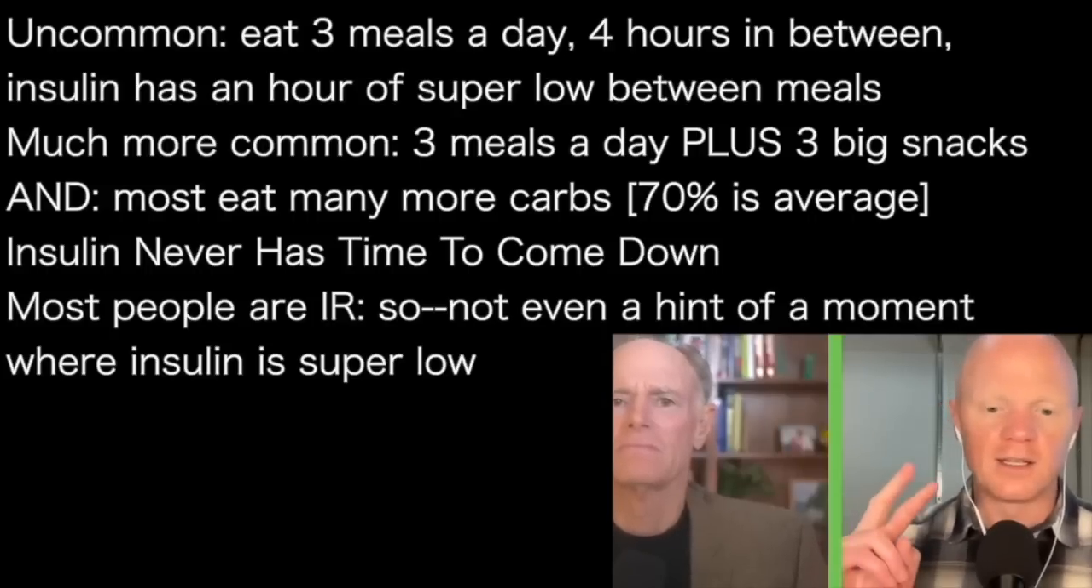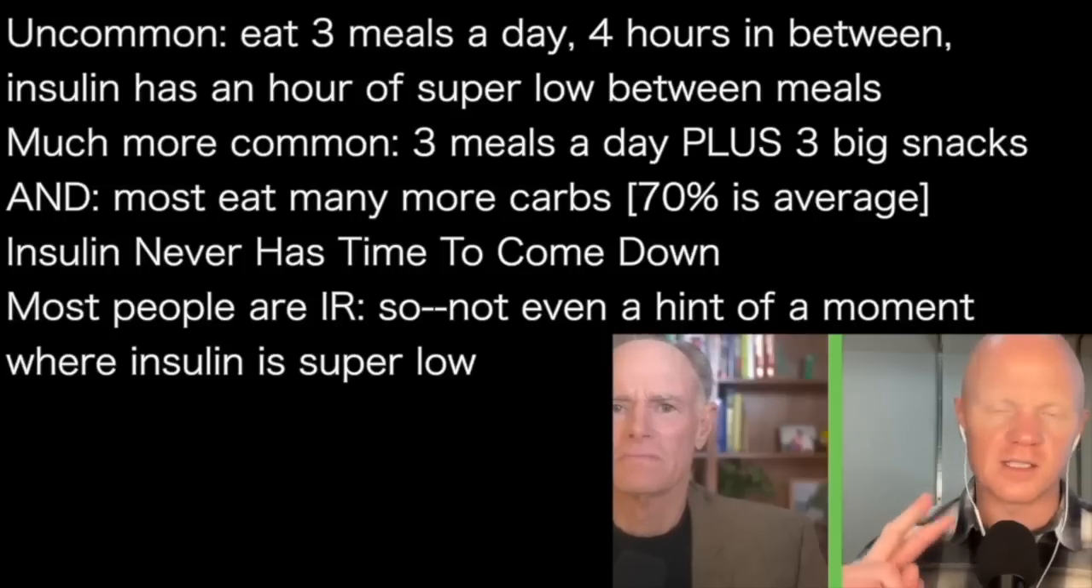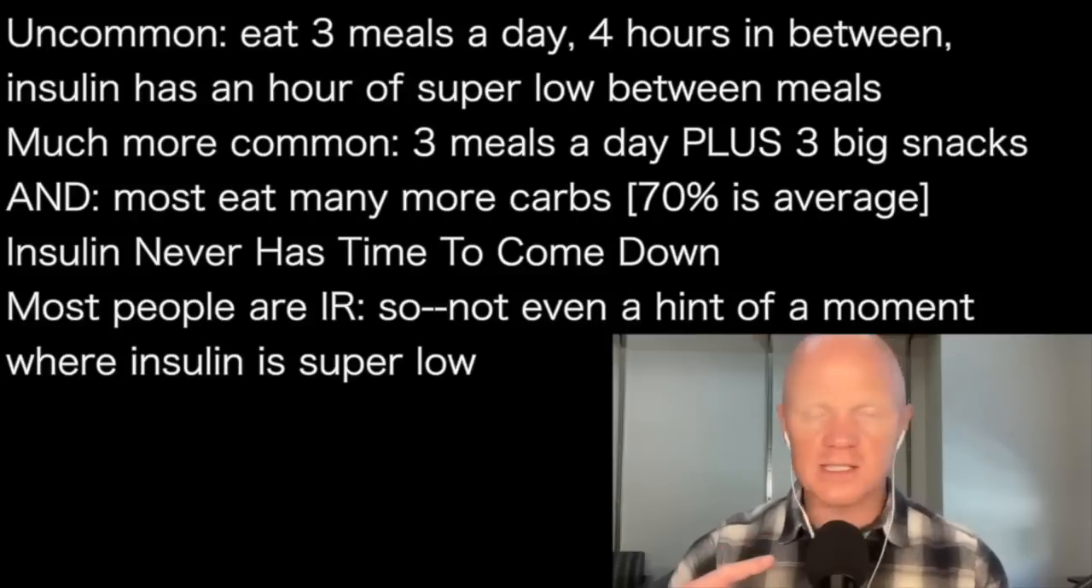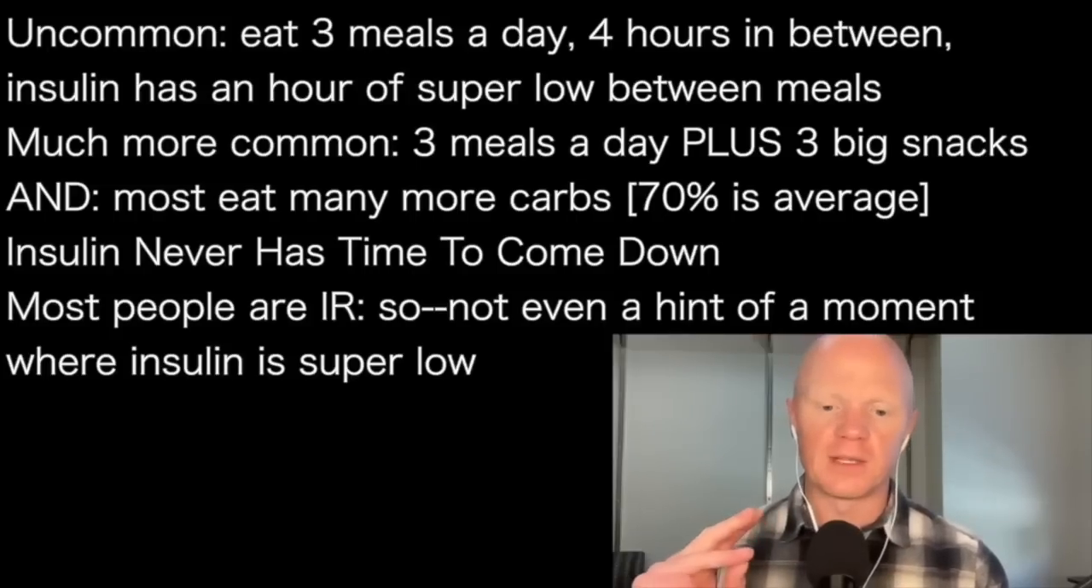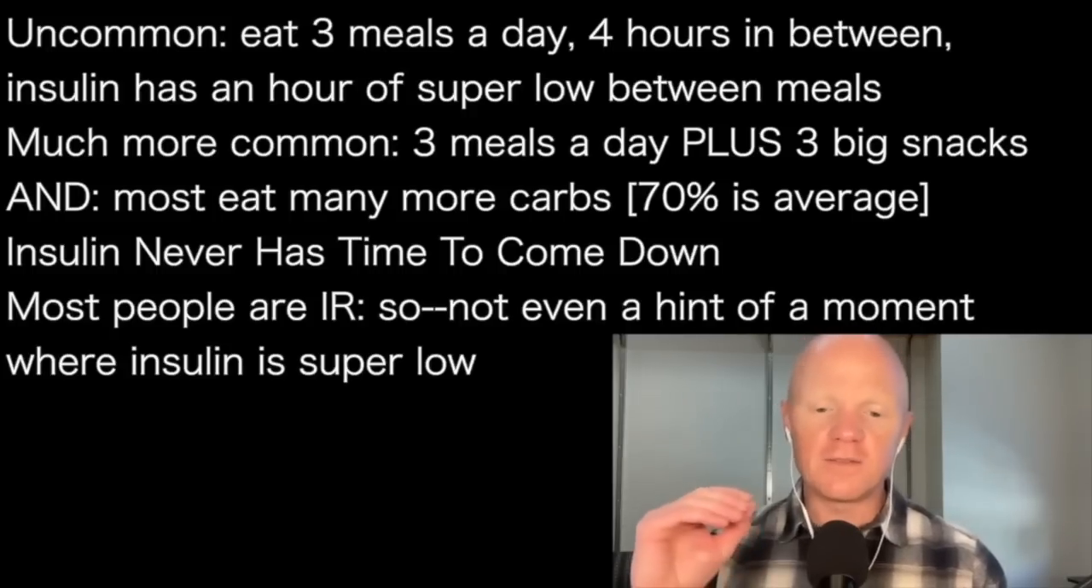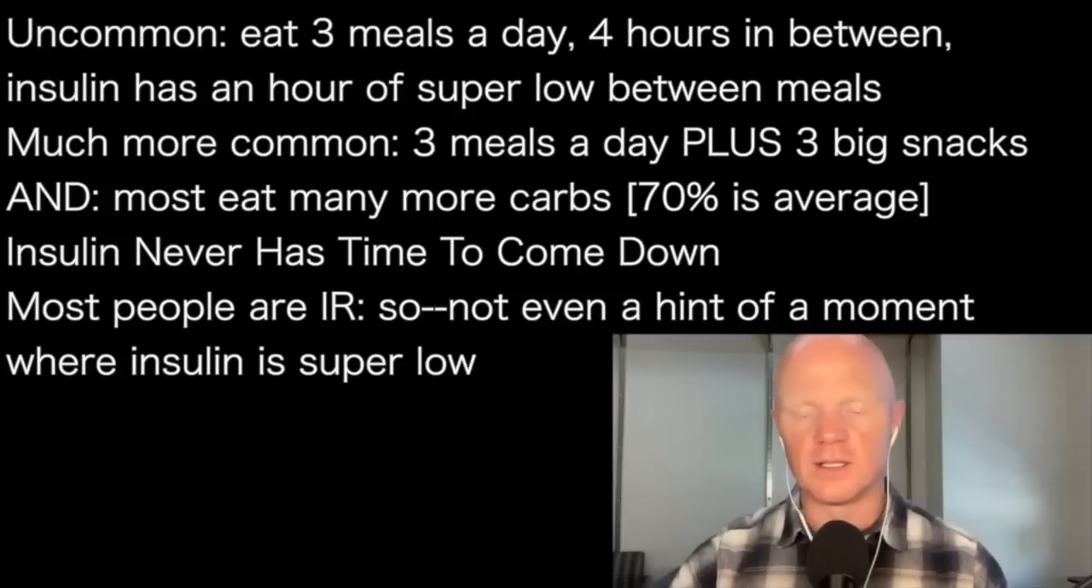So we're eating not only the greatest insulin-spiking macronutrient, but we're eating it every hour and a half or so. So insulin never has time to come down. But the third aspect to this that's still relevant is that the average person is, in fact, insulin resistant. And so there is not even a hint of a moment where, in every waking moment, insulin levels are not elevated.